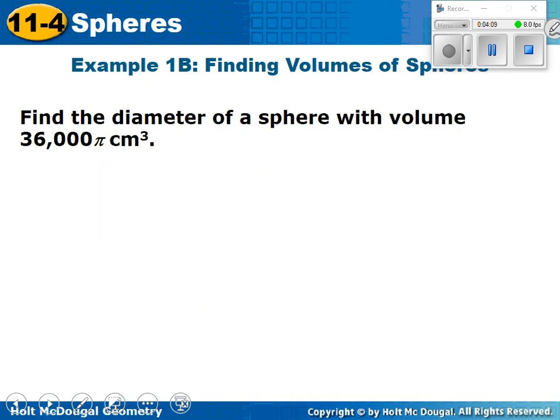Let's go to this one. It says find the diameter of a sphere with a volume of 36,000 pi centimeters cubed. Let's work this one. What do we want to find? Diameter. What do they give us? Volume.